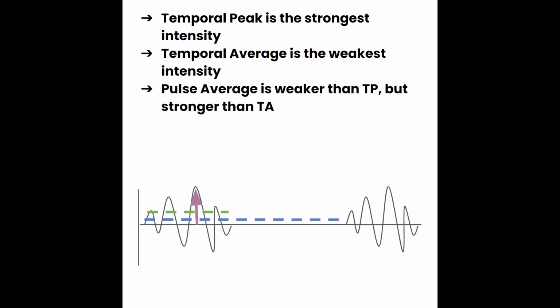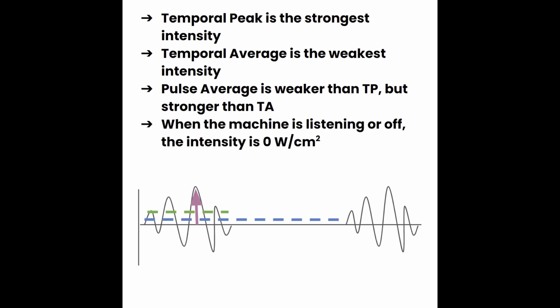And the pulse average is going to be weaker than temporal peak, but stronger than temporal average because it is all of the on time. And when the machine is listening or off, the intensity is going to be at 0.